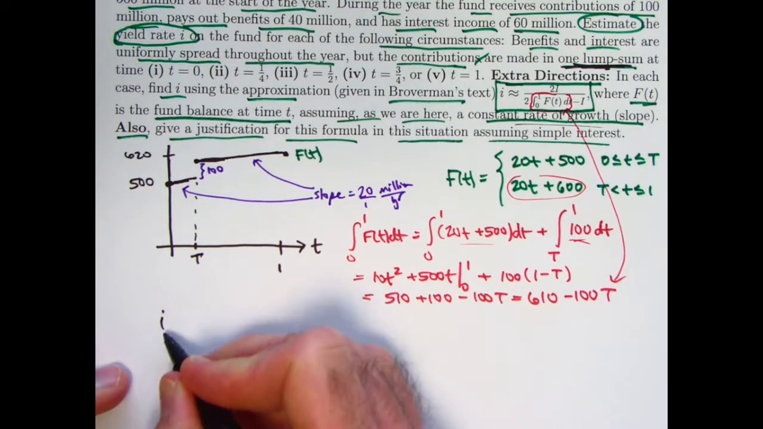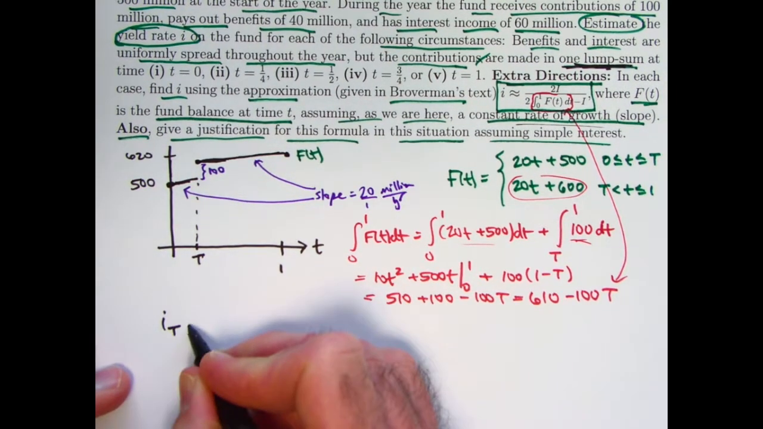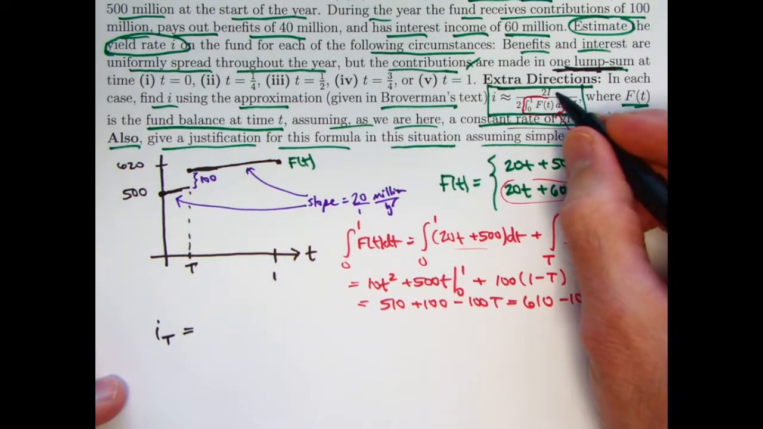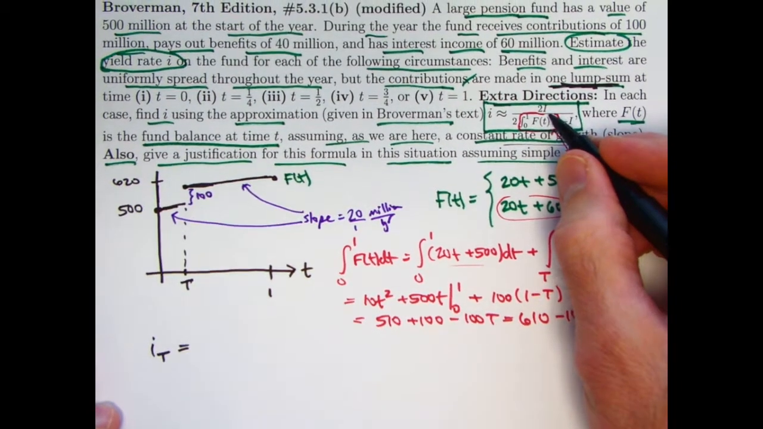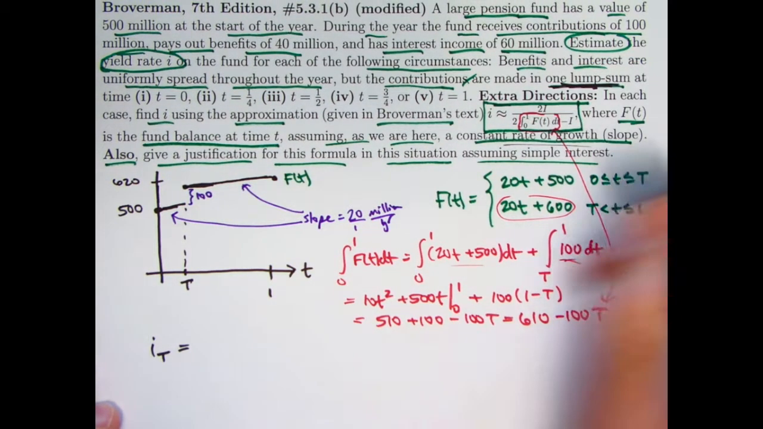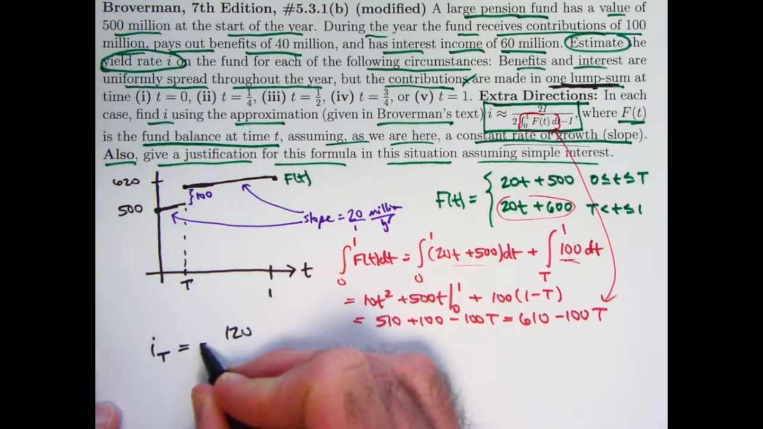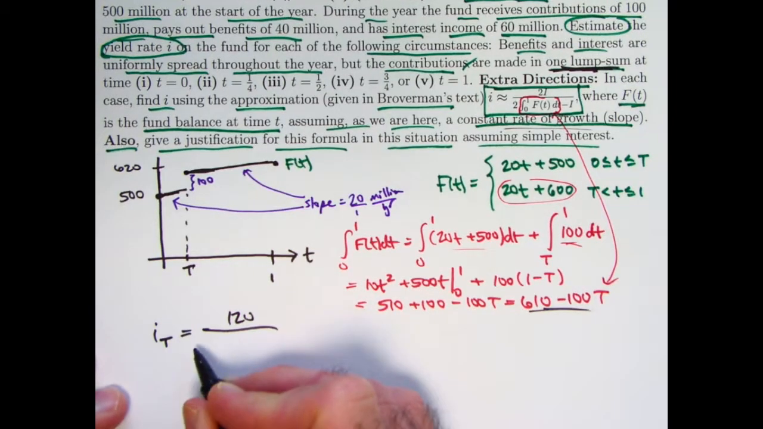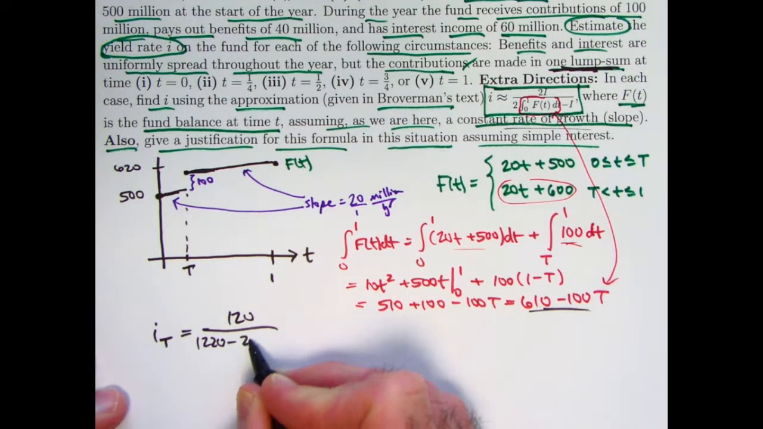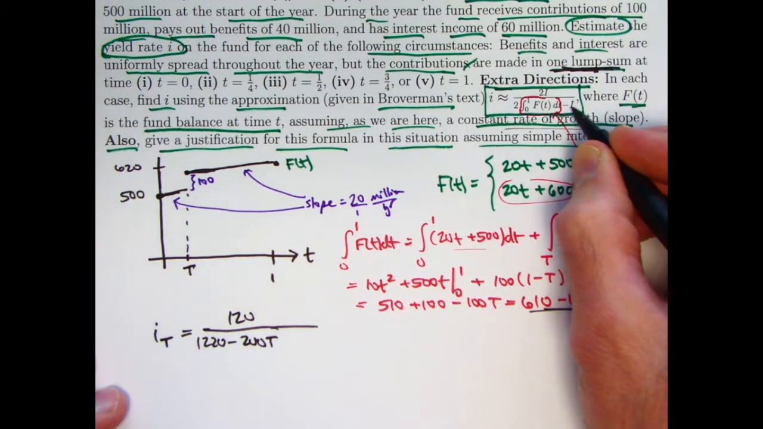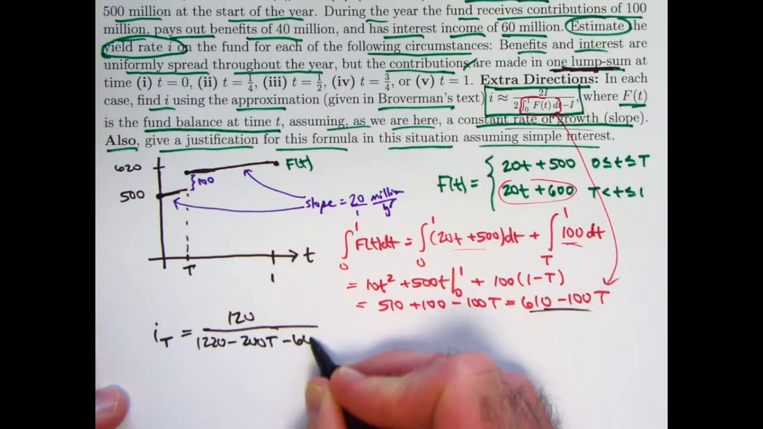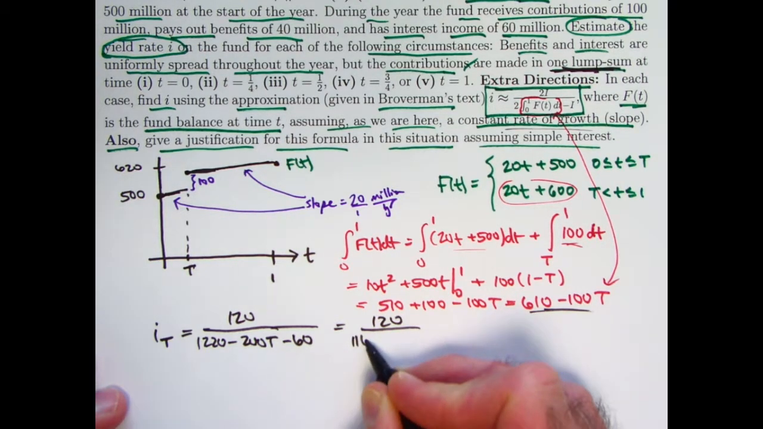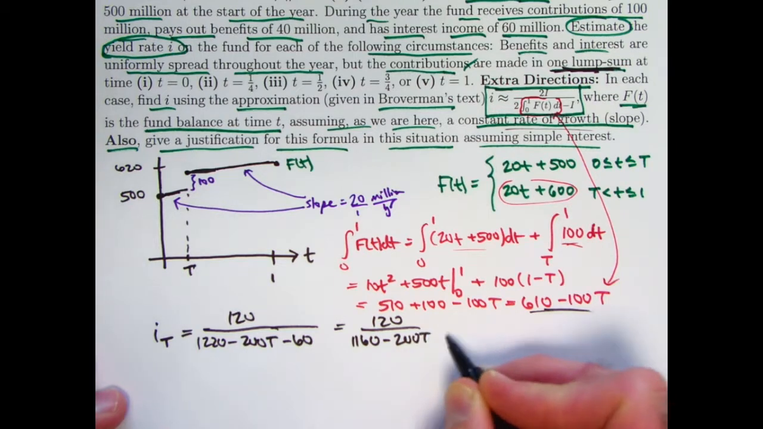So you could write I, maybe even call it I sub capital T for the different capital T's. Looking at this formula, it's 2I, where capital I is the total interest earned, which is 60. 2 times 60 is 120. Over 2 times the integral, 2 times this thing, it's going to be 1220 minus 200 capital T, and then minus capital I, which is minus 60. We can simplify this if we like: 120 over 1160 minus 200t.